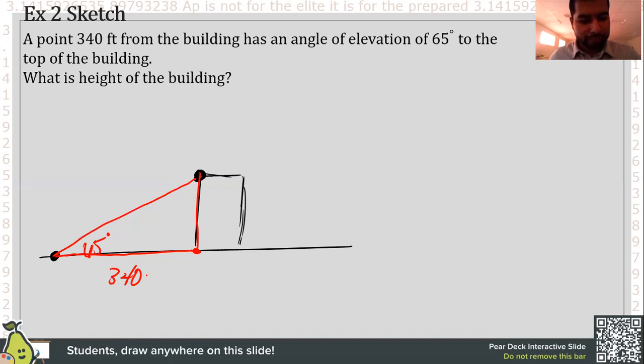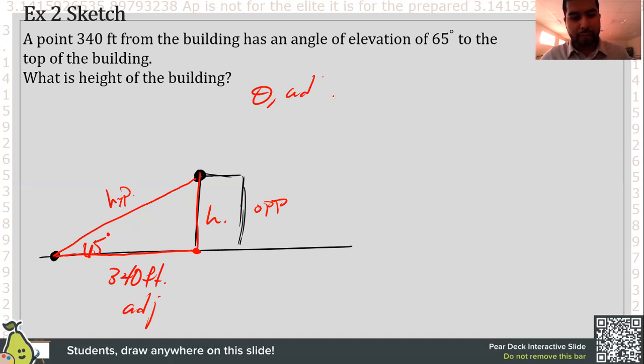So this one right here is very, very similar because they want us to find the height. We can see that my adjacent is still right here, my opposite is still the missing length of the height, and my hypotenuse will remain the same. Given that we only have the angle, the adjacent, and the opposite, we're left to only use tangent of 65 degrees is equal to the proportion of the height, which is the opposite length, over the adjacent side, which was 340 feet.